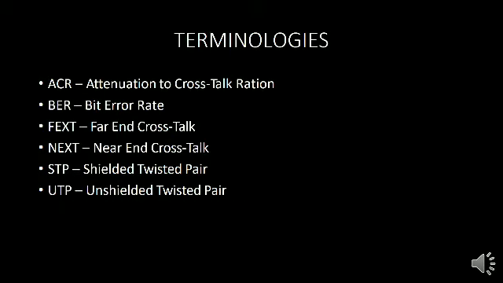ACR, attenuation to crosstalk ratio. BER, bit error rate. FEXT, far end crosstalk. NEXT, near end crosstalk. STP, shielded twisted pair. UTP, unshielded twisted pair.